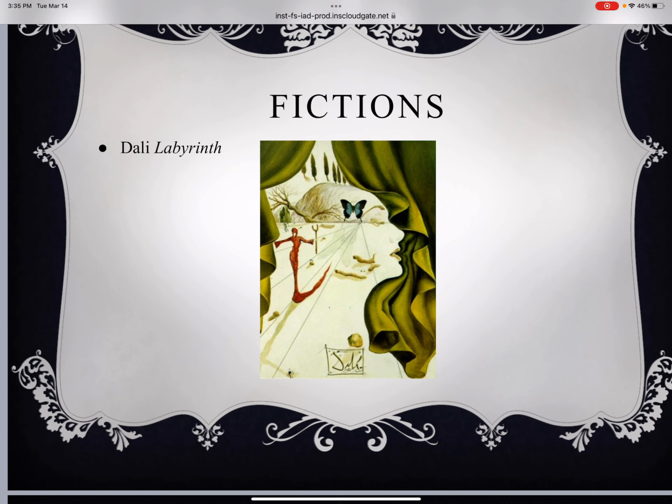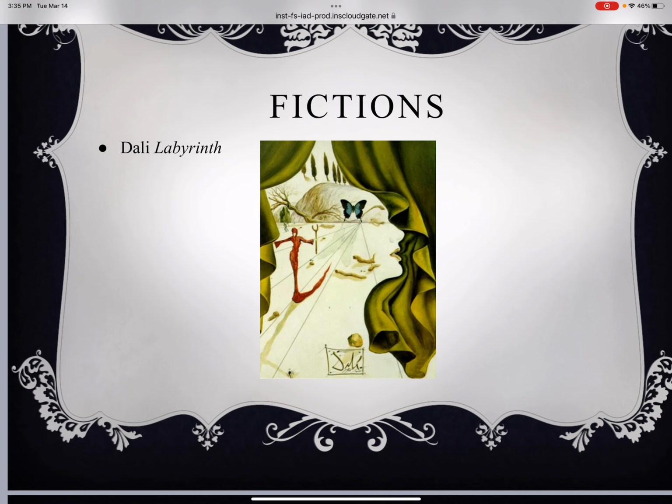Here, this is a watercolor. It is called Labyrinth. And we see a person on the stage. The curtains are being pulled back. And we see this lovely profile of a woman that is emerging from this. So it's quite lovely, quite beautiful.